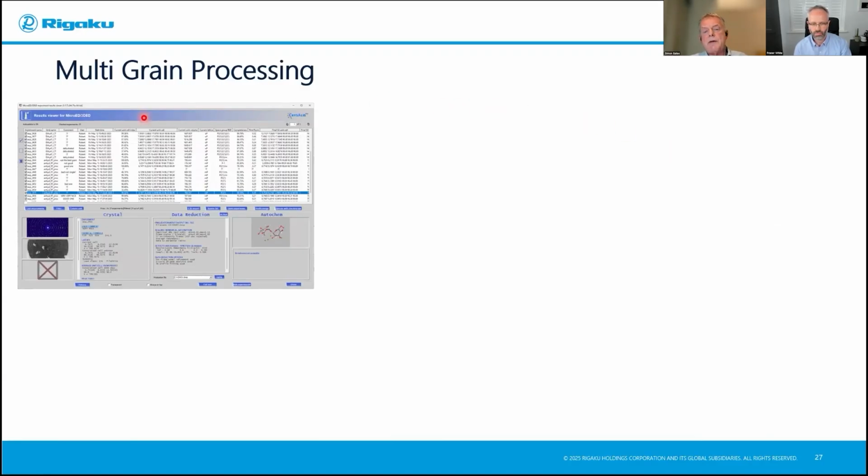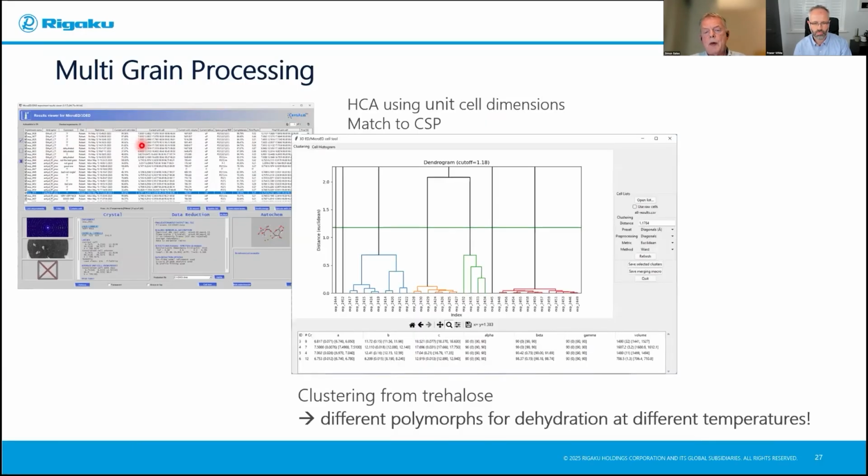So what does that give us at the end of the day? We get a table of grains with their physical locations on the grid and their unit cell results. And attached to that will be the complete image data set if we want to go on and do connectivity or something more complex. So we then feed these unit cells into a hierarchical cluster algorithm, and we generate a dendrogram. And this data is actually from the dehydration of trehalose hydrate.